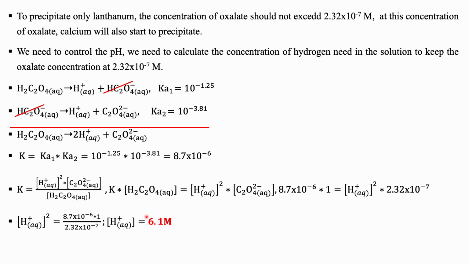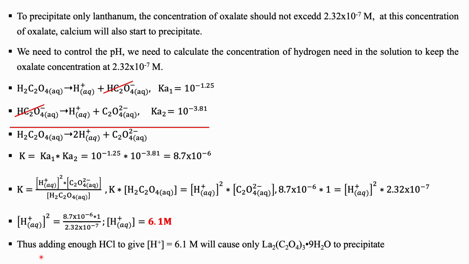If you control the H plus by controlling the pH to this value, then we are sure that we'll have 2.2 times 10 power negative 7 molar as the concentration of oxalate in the solution. So we'll be adding HCl so that the H plus concentration in the solution is 6.1 molar. If we do that, we will be sure that only the lanthanum ion will precipitate and the calcium is not going to precipitate.